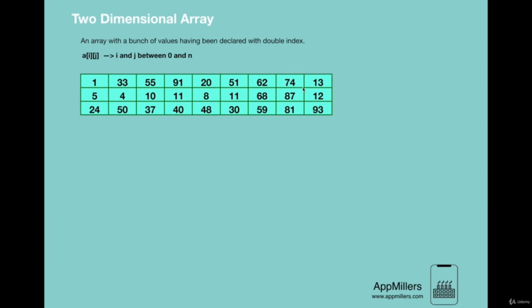Here we have 3 rows, which means that the first row is the first one-dimensional array, the second row is the second one-dimensional array, and the third row is the third one-dimensional array. In a one-dimensional array, we have only one row and multiple columns. But in a two-dimensional array, we have multiple columns and multiple rows. So in this case, as I mentioned, this is a combination of 3 one-dimensional arrays.